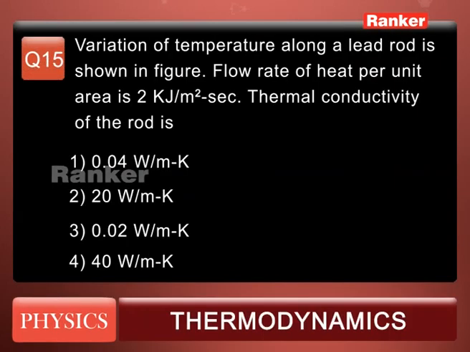Question number 15. The variation of temperature along a lead rod is shown in the figure. Flow rate of heat per unit area is 2 kJ per meter square second. Then the thermal conductivity of the rod is. So there are 4 options given. Option number 1, 0.04 watt per meter Kelvin. Second option, 20 watt per meter Kelvin. Third option, 0.02 watt per meter Kelvin. And the fourth option, 40 watt per meter Kelvin.